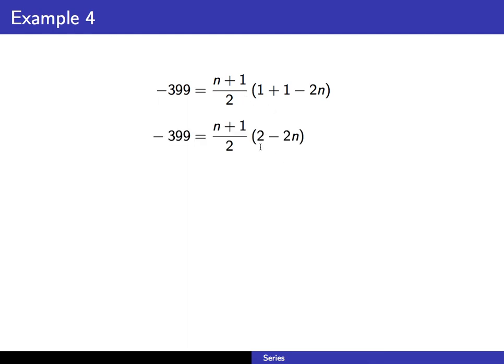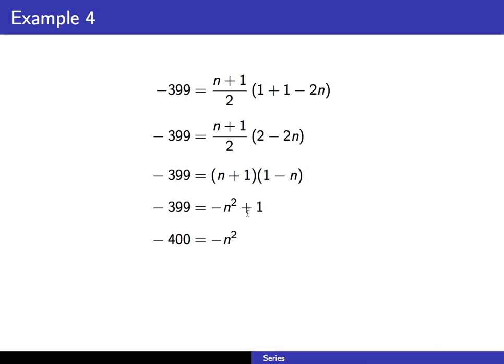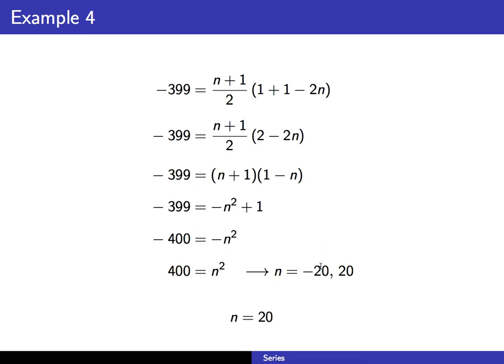Simplify inside parentheses, you get 2 minus 2n. Here I just took half for each to get rid of the fraction. So half of 2 is 1. Half of negative 2n is negative n, and we still have the n plus 1 in the numerator. Multiply this out, we get negative n squared plus 1, which is really nice because we can subtract 1 from both sides. We get negative 400 equals negative n squared. Divide both sides by negative 1, and then take the square root of both sides. We get plus or minus 20, which, again, we can't have a negative value for n. So n equals 20 is our final answer.